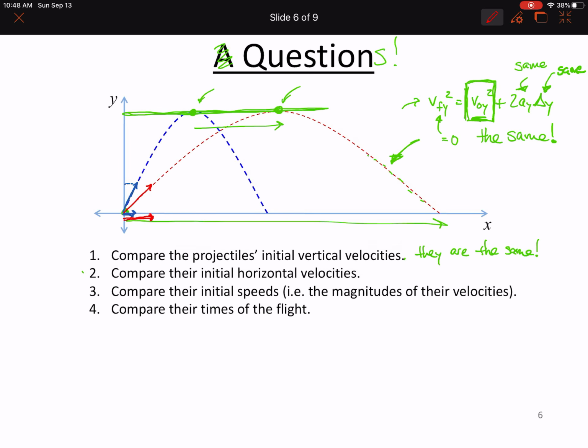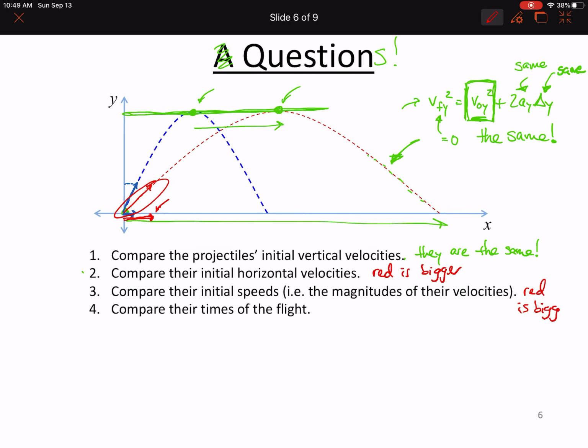Now, for comparing their initial speeds, the magnitudes of their velocities, well, if their vertical components are equal, but their horizontal components are different, and the red's horizontal component is larger than the blue's horizontal component, well, then the speed, the magnitude of the red trajectory's initial velocity must be bigger. So red is bigger. That means that red is bigger here.